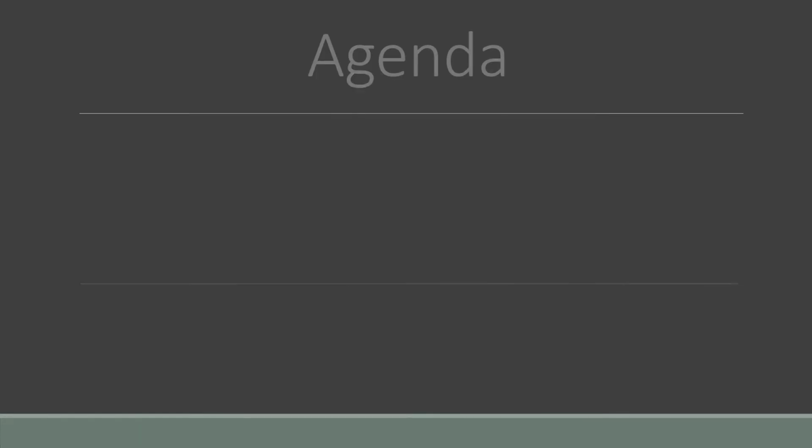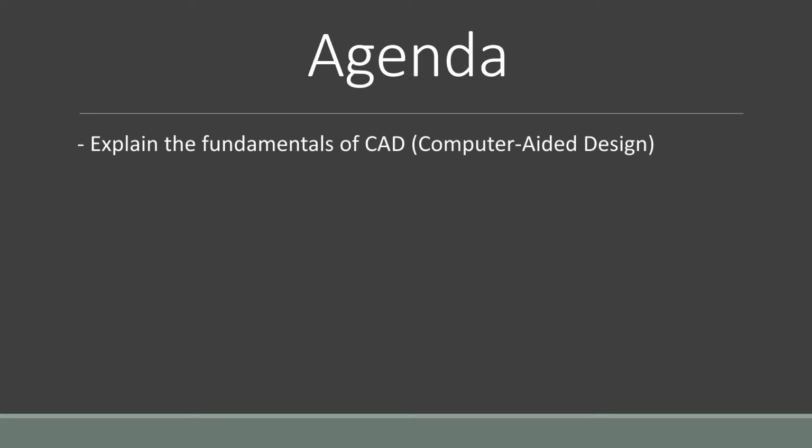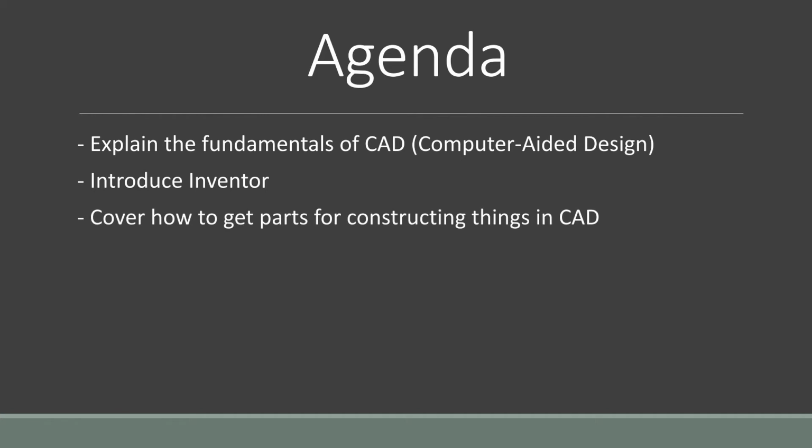Today, we're going to be going over an intro to CAD, or computer-aided design. We'll be introducing Inventor, the most commonly used program for CADing. We'll be covering how to get parts for constructing things in CAD. And then finally, we'll be making a drivetrain and grabber in CAD, and we'll go over different features used to create these parts.